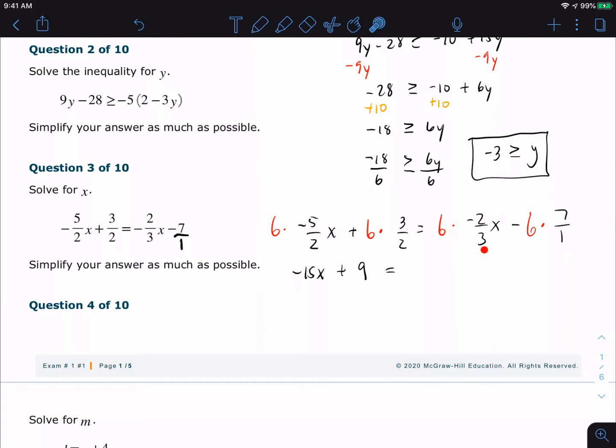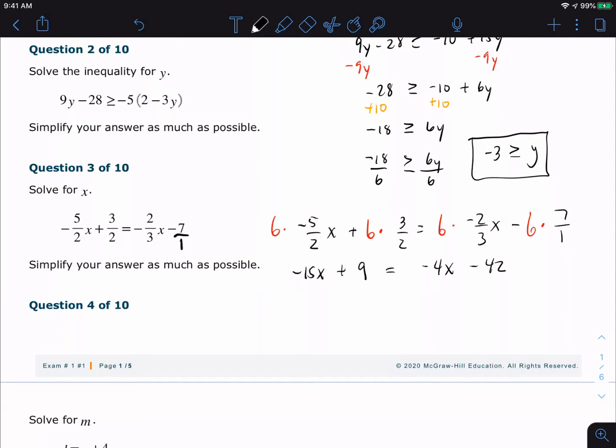Then here it's 6 divided by 3. So that's going to give us a 2, right? And 2 times a negative 2 is going to give us a negative 4x. And then obviously 6 divided by 1 is still 6, times negative 7 is going to give us a negative 42. Are we okay with what I've done to this point? Any questions at all? No? Okay.